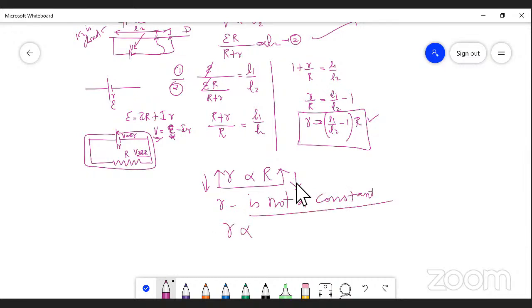r depends on capital R. As capital R increases, small r also increases. As capital R decreases, small r also decreases. Why? We can check the diagram over here.